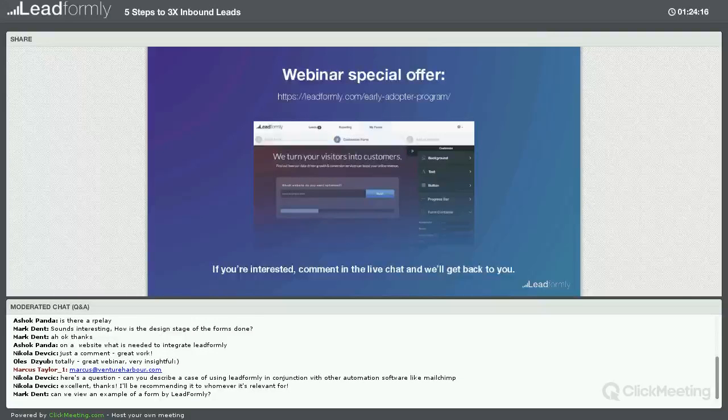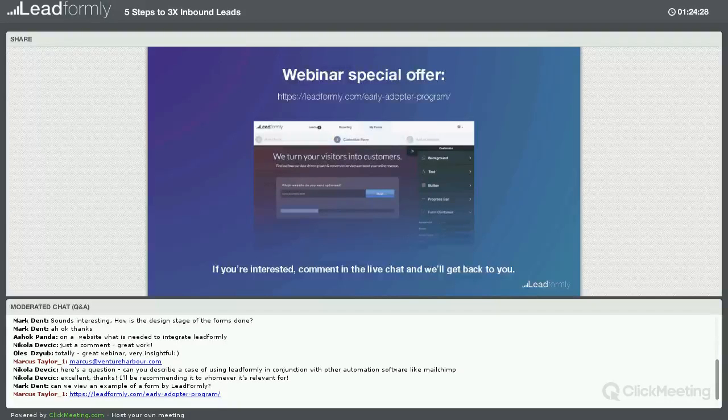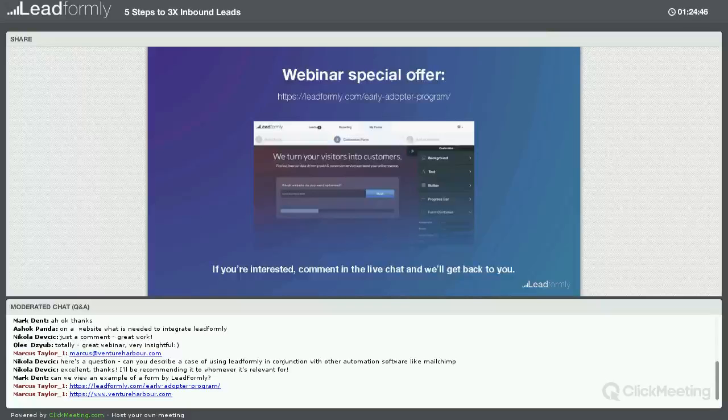Mark's just asked for an example of Leadformly. Yep, we've actually got an example of Leadformly on the early adopter page. Let me just send you a link. On this link, if you scroll down, the application form on that page is actually a Leadformly form. Another example, I believe the form you used to sign up for this webinar was also a Leadformly form. Also on the homepage of ventureharbor.com, we have a Leadformly form as well. So you can have a look at those examples.